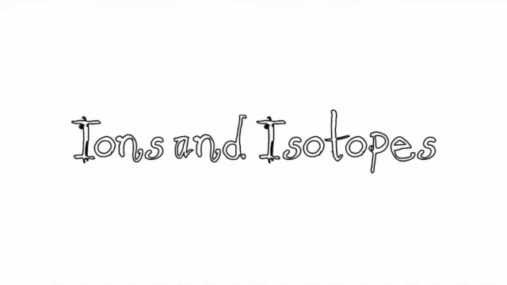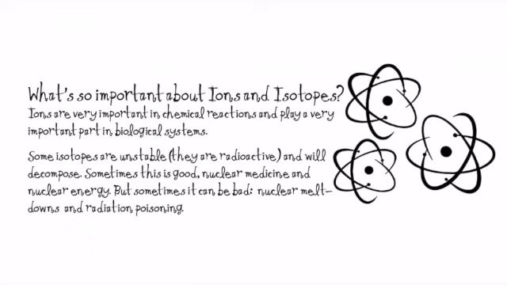220. Ions and isotopes. So what's so important about ions and isotopes? Ions are very important in chemical reactions and play a very important part in biological systems. Some isotopes are unstable. They are radioactive and will decompose. Sometimes this is good, nuclear medicine and nuclear energy, but sometimes it can be bad, nuclear meltdowns and radiation poisoning.